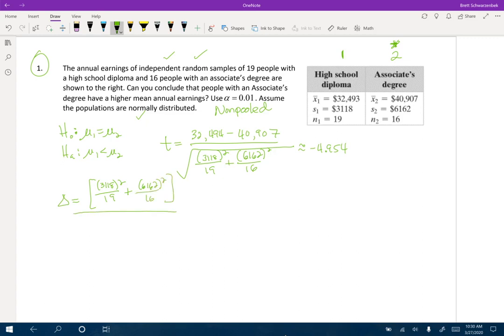Okay, like this. And then we're going to have 3118 squared over 19, all squared, divided by 19 minus 1. And then we're going to do the same thing over here: 6162 squared over 16, all squared, divided by 16 minus 1. If we do this, we are going to get some very large values. So this is going to be about 8.322 times 10 to the 12th. Over here, we're going to get about 3.899 times 10 to the 11th. When we divide these values, we get around 1.34.